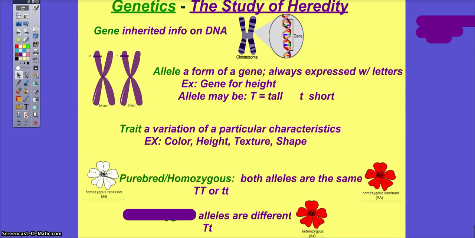So again, by saying same, I'm saying 2 capital letters or 2 lowercase letters for their genetic makeup or their alleles. When alleles are different, that means 1 capital letter, 1 lowercase letter: heterozygous. Homo means same, hetero means different. So try to remember that.